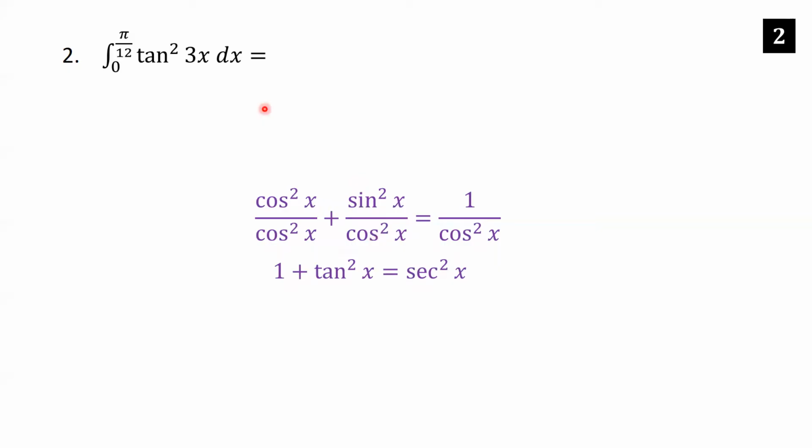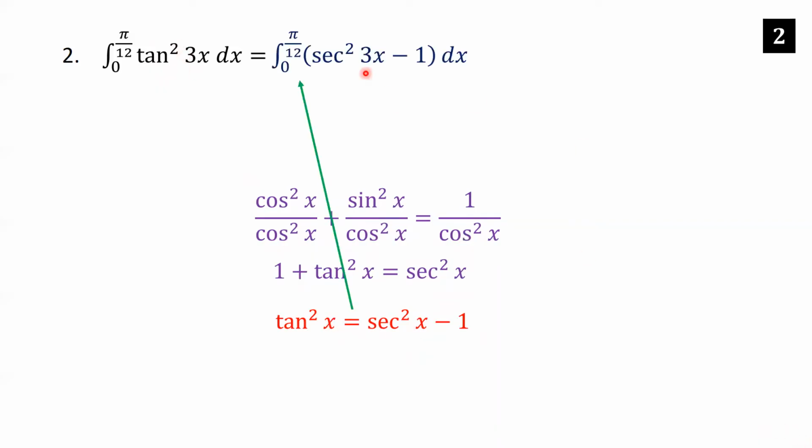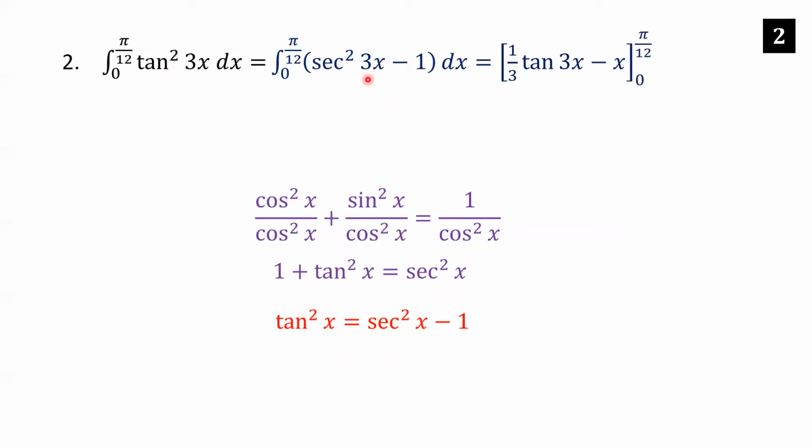And since we want to replace tan squared by an expression involving secant squared, I'm just going to bring the 1 over to the other side of the equation, subtracting 1 from each side here. Okay, so now I can replace tan squared by secant squared minus 1. And of course, we have to replace x here by 3x. So there we go. Now, these are both integrals we could do. Right? The antiderivative of secant squared x is tan x.